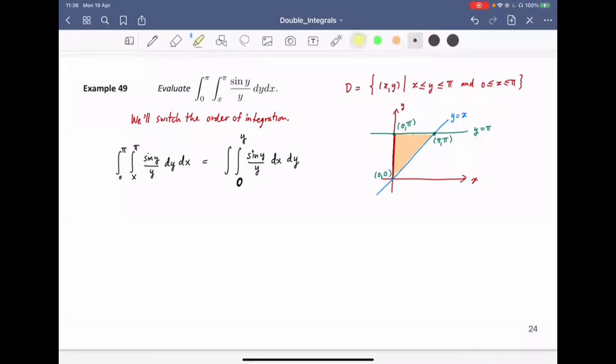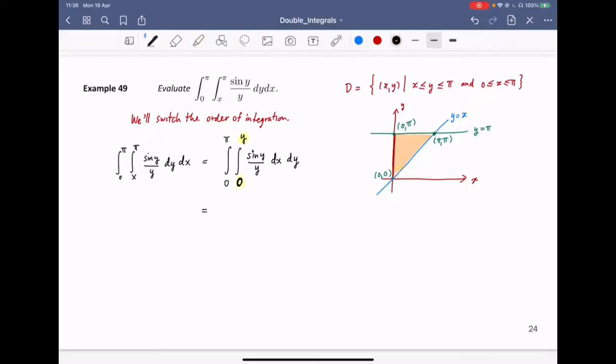When you look at the solution, it's pretty simple, but you have to understand how I got 0 and y here. The reason is that I go red to blue, red to blue, red to blue. This is why I get 0 to y. And then for the boundary that I have, what is the range of y that I integrate with respect to? It's going to be 0 to pi.